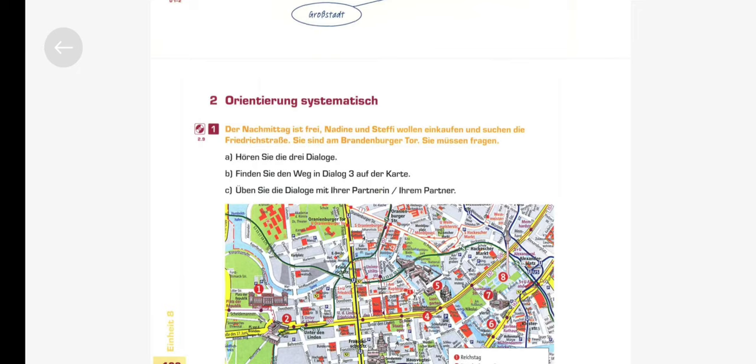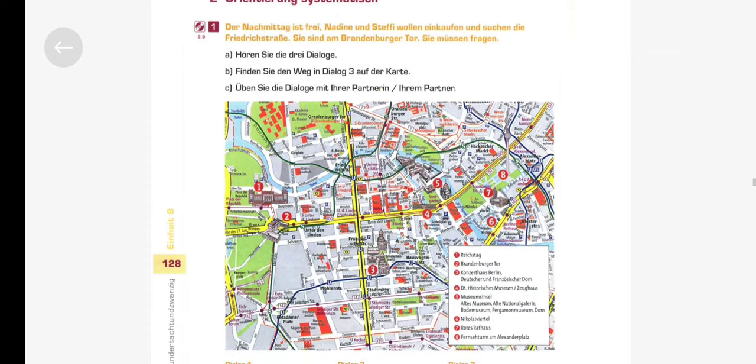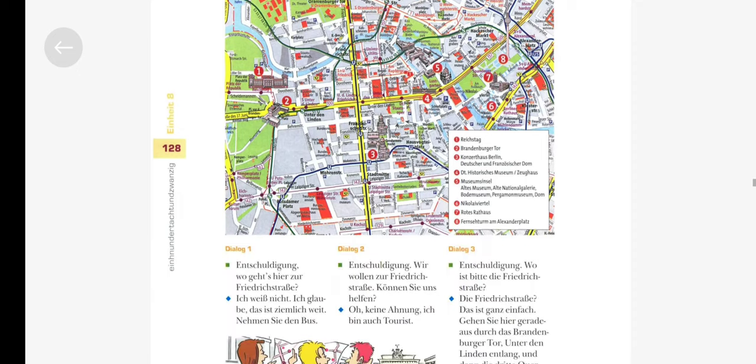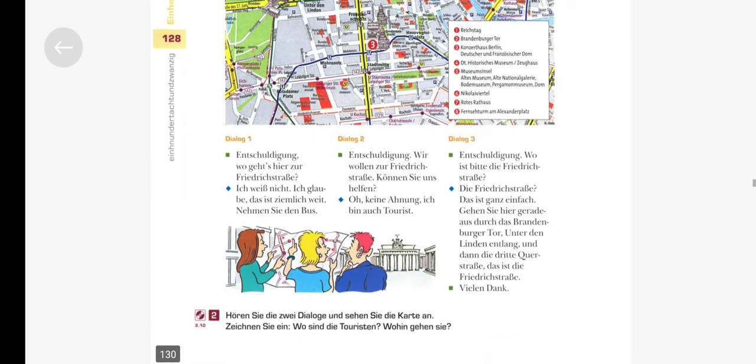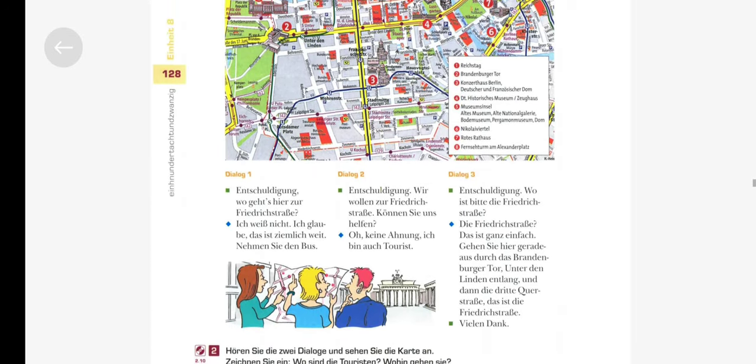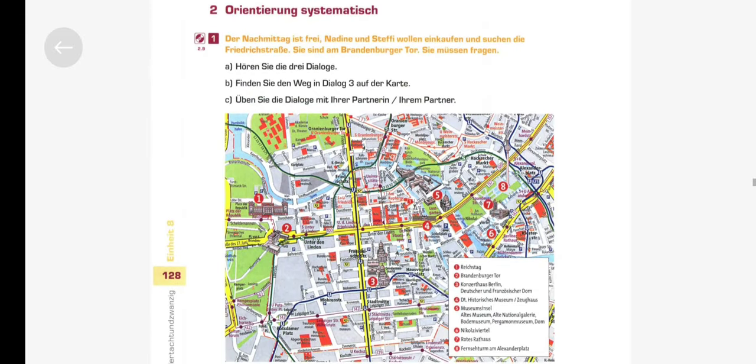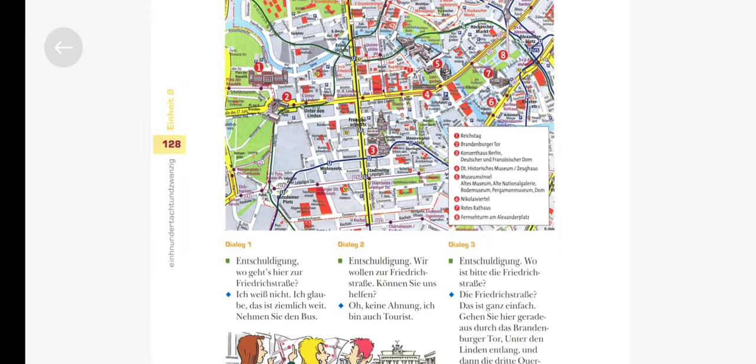Sie müssen fragen, they have to ask. Hören Sie die drei Dialoge, finden Sie den Weg in Dialog 3 auf der Karte. Read the dialogue with your partner. So here you will listen to the audio that tells you the situation. That afternoon is free. Nadine and Steffi want to go shopping and they are looking for Friedrich Street and they are at the Brandenburger Gate right now. They want to ask someone about the places they want to go. So here the dialogues are written as well. So you can see these dialogues and listen to them and repeat after them. And then after repeating, you have to play it with your partner.